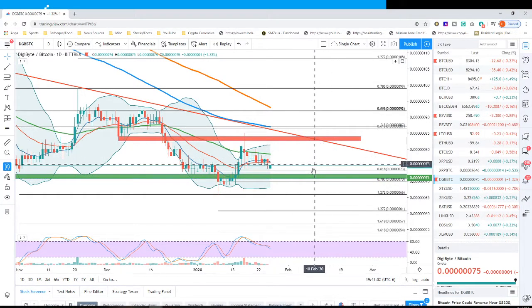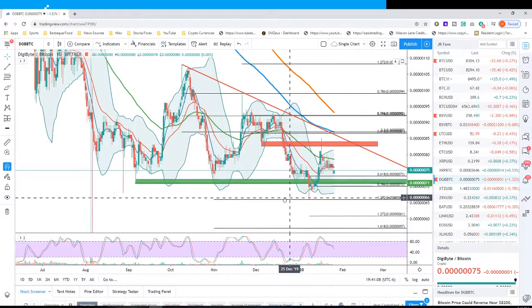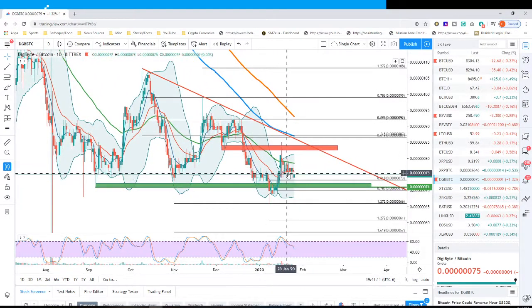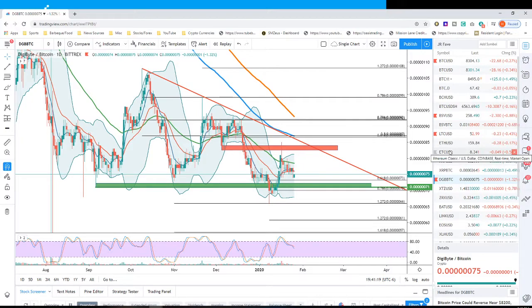And then if it holds, it's going to take a long time on Digibyte, right? I don't think this is going to be a one-day wonder. It's going to take a while. But eventually, at some point, maybe break this downtrend line. See what happens.